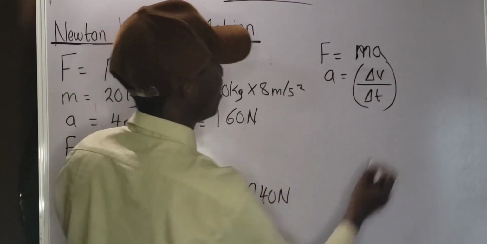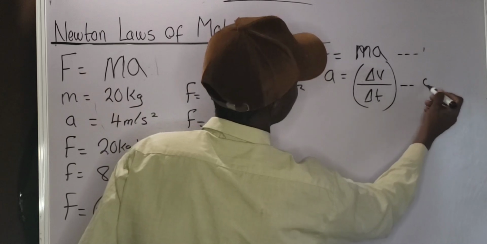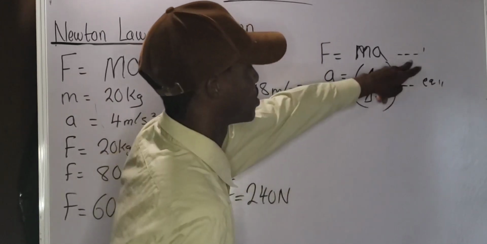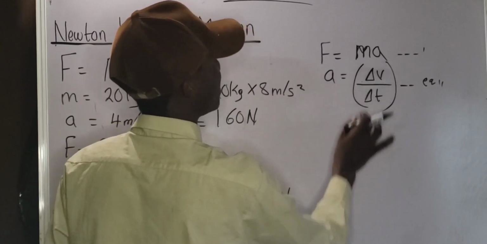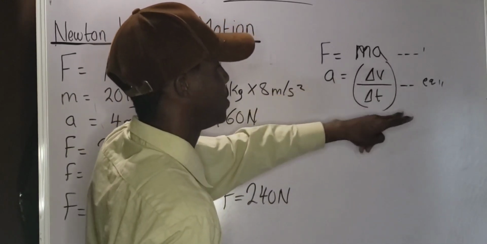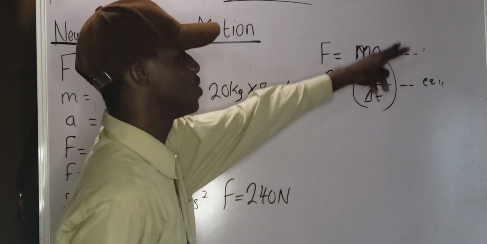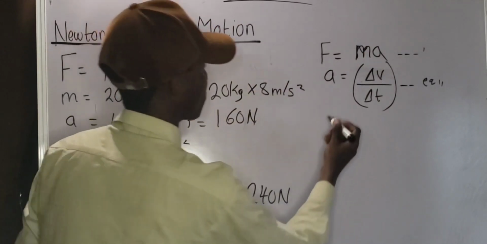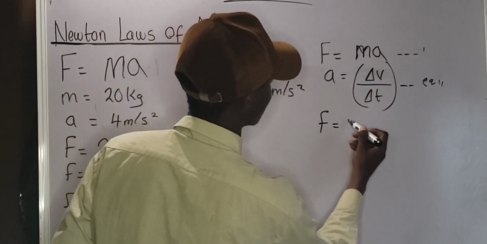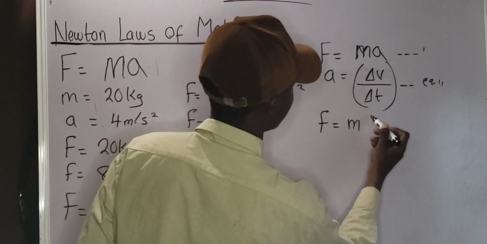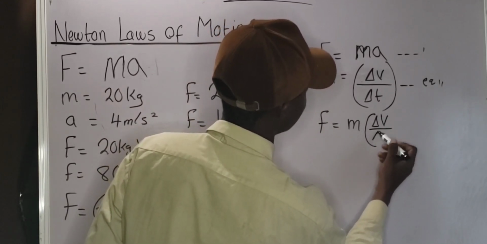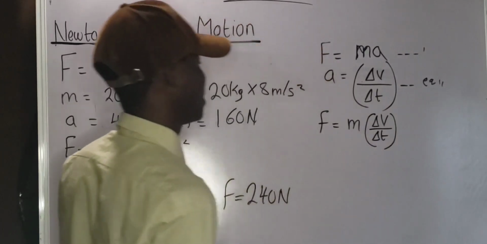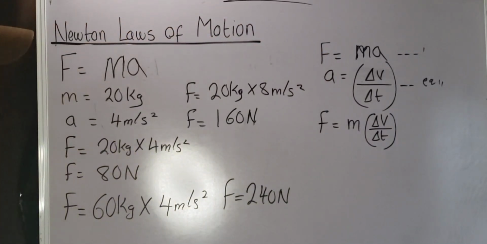Okay, so now let me call this equation 1 and let's call this equation 2, okay? Now, let me substitute the value of a as change in v over change in t as the value of acceleration in equation 1. So I'm going to have F, which is the force, equals mass multiplied by change in v all over change in t. Do you understand?